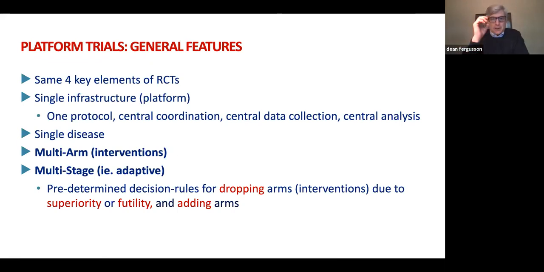So the 4 key elements are still there ideally: randomization, allocation concealment, blinding, and intention to treat. But now it's all under a single infrastructure, which we call a platform. We're looking at a single disease, in this case COVID-19. The multiple arms is important because they can look at multiple interventions, and multi-stage, meaning that they're done in stages, look at the data in stages and drop or add arms as needed.